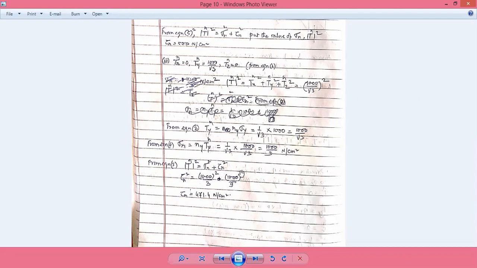What happens here? Sigma n is ny times Ty. We put the value of ny as 1 by square root of 3, and we calculate Ty as 1000 by square root of 3, which is equal to 1000 by 3 Newton per centimeter square. So from equation 5, we put the value of Tn as well as sigma, which gives 1000 square divided by 9, which is equal to 471.4 Newton per centimeter square. It is the force given on the axis itself.